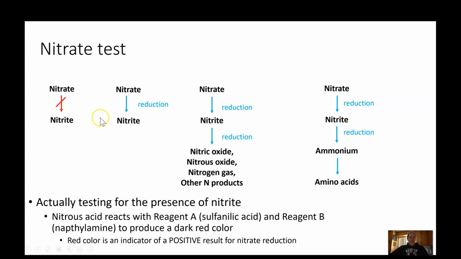We could have nitrate unable to produce nitrite. Right? So this couldn't happen. This pathway is not functional. We could have nitrate getting reduced to nitrite. We could have nitrate being reduced to nitrite, and then nitrite being reduced to some other type of nitrogen-containing product. And then finally, we could have nitrate being reduced to nitrite, and then nitrite to ammonium, and then ammonium to amino acids. So we have all these potential outcomes of this pathway.